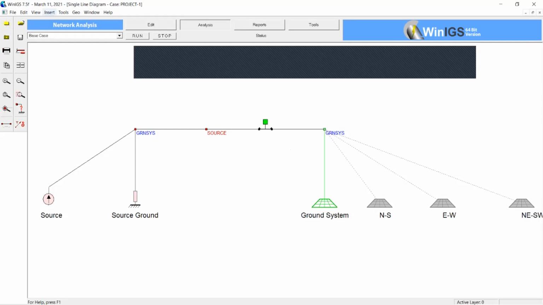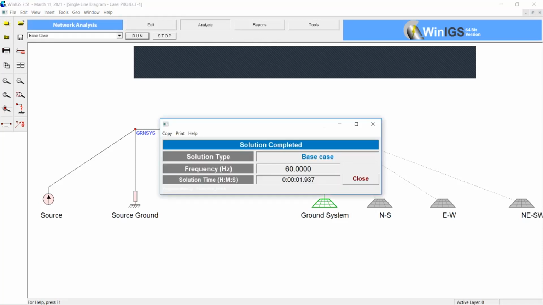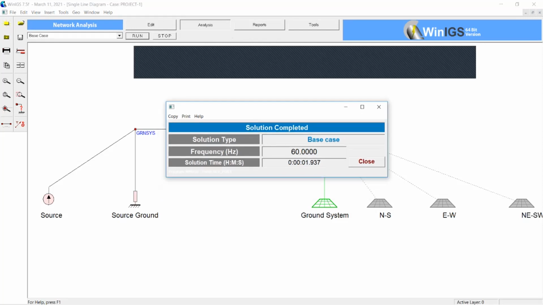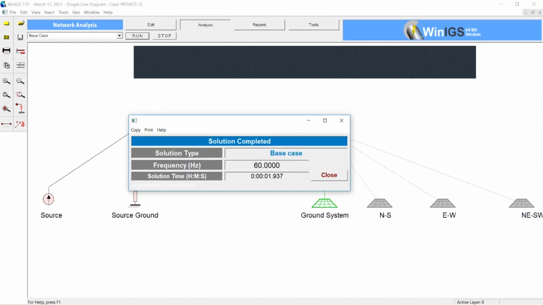Now what you'll do, you'll click on the run button here. See, you'll see the run button. Click on this run button. When you click on that run button, you will have this window here. Everyone should have this window. Frequency 60 Hertz. Solution time is the same. If you have it, it means your model is fine. Everything is working good.